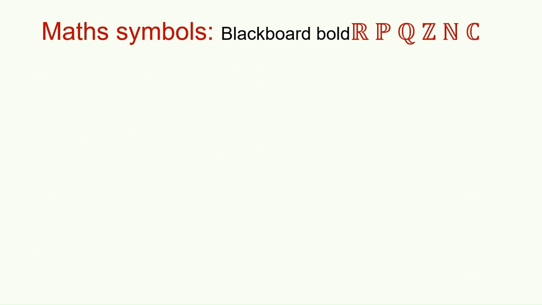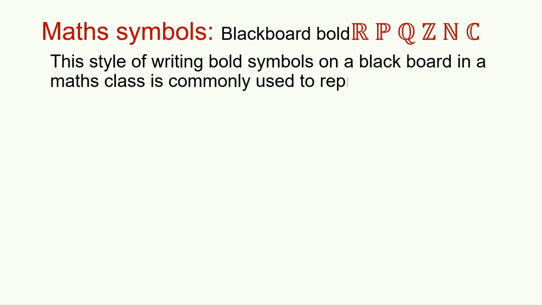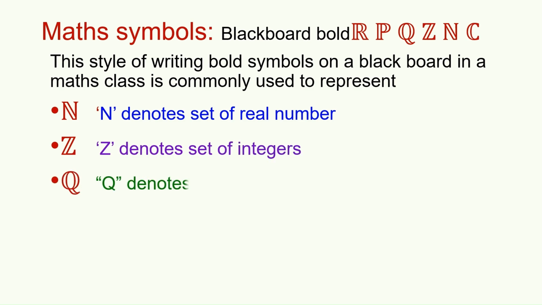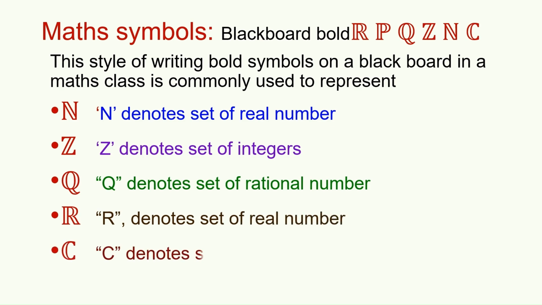Math symbols: Blackboard bold notations such as R, P, Q, Z, N, C. This style of writing, bold symbols on a blackboard, is commonly used in maths classes to represent sets. Blackboard bold N denotes set of natural numbers. Blackboard bold Z denotes set of integers. Blackboard bold Q denotes set of rational numbers. Blackboard bold R denotes set of real numbers. Blackboard bold C denotes set of complex numbers.